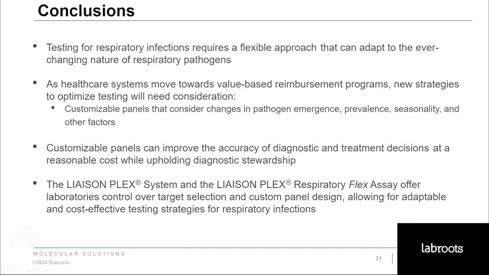Now, hopefully I've shown that embracing a flexible approach to respiratory testing, as opposed to that traditional one-size-fits-all, can be beneficial. User-defined custom panels that align with reimbursement policy, diagnostic stewardship, and the nature of respiratory infections can actually improve patient care, avoid that redundant laboratory testing, and potentially help reduce financial costs. So panels such as that respiratory flex assay can offer that perfect balance of clinical information to guide patient management without deviating from diagnostic stewardship.